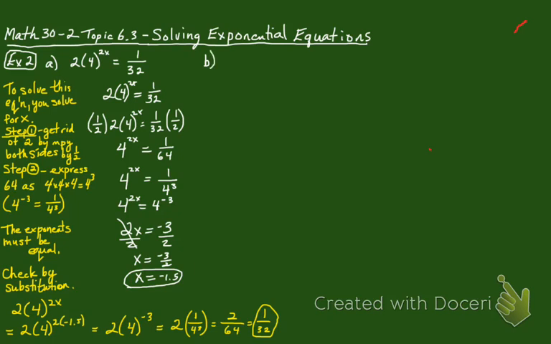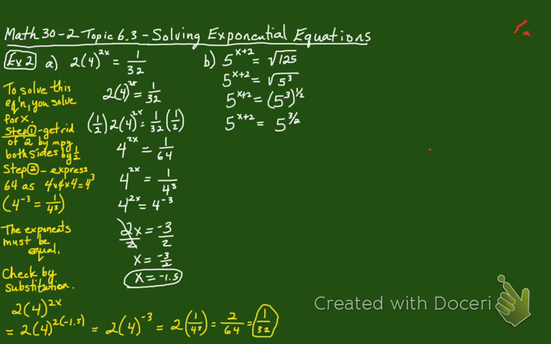Part B. 5 to the power of x plus 2 is equal to the square root of 125. Well, again, let's express 125 as 5 cubed. So instead of the square root of 125, we have the square root of 5 cubed. Now, anytime we have something to the square root, that's the same as to the power of 1/2. So we're going to rewrite this as 5 to the power of 3 to the power of 1/2. And that's going to be 5 to the power of 3 over 2.